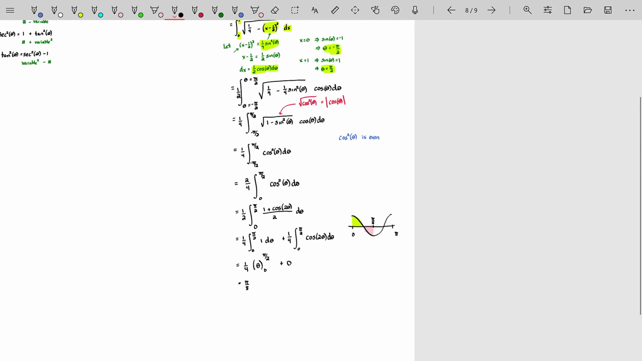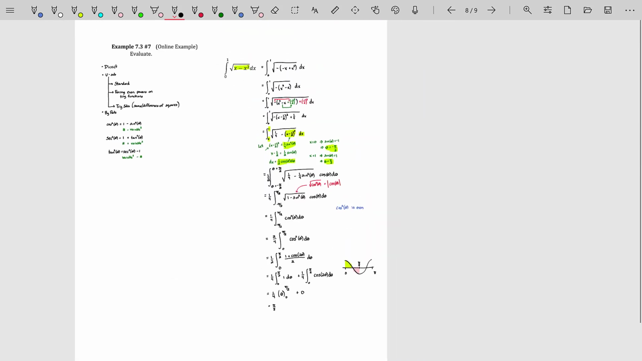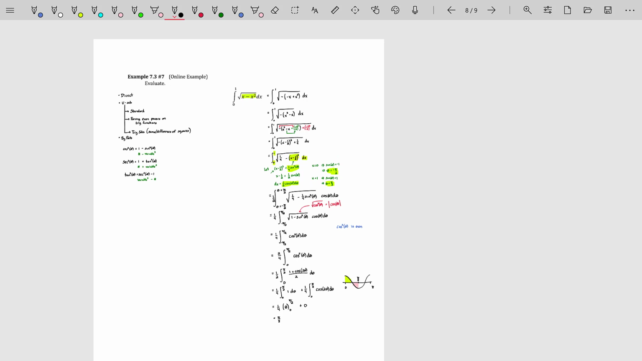What a great example to demonstrate both your use of algebra and trig and your knowledge of symmetry.